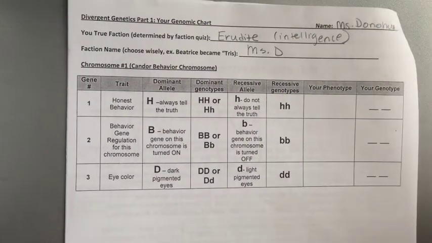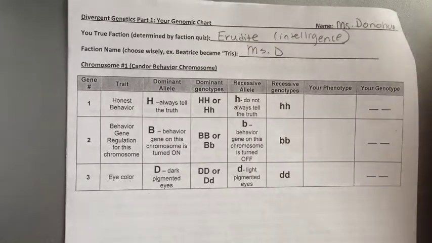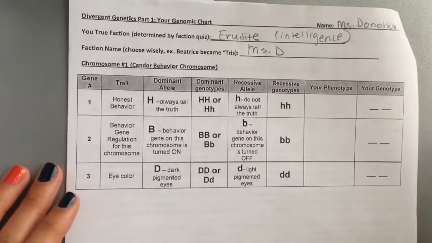Okay, here's a quick demonstration on how you guys should be completing your charts and what it should look like. I'll use myself as an example via the quiz. I got erudite, so that means my one trait, my one behavior that's going to be turned on is intelligence.